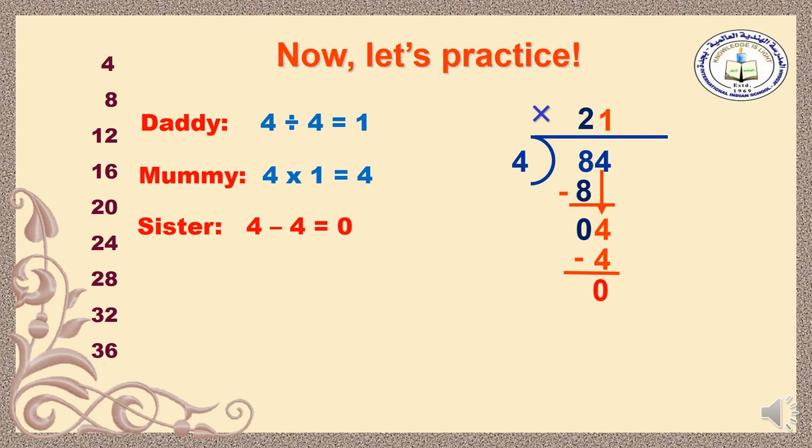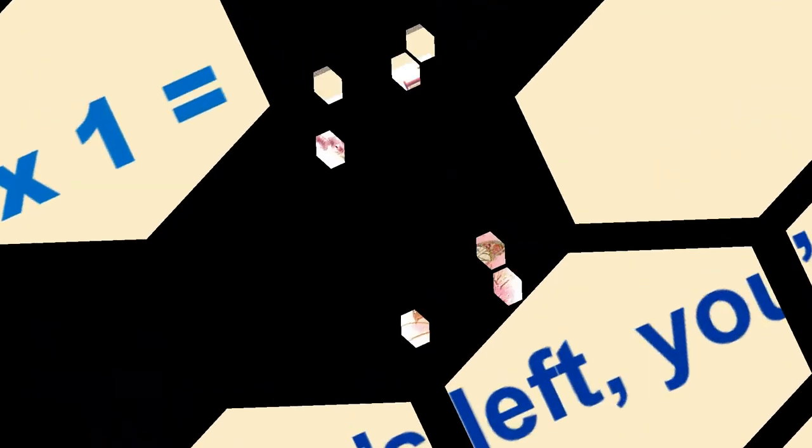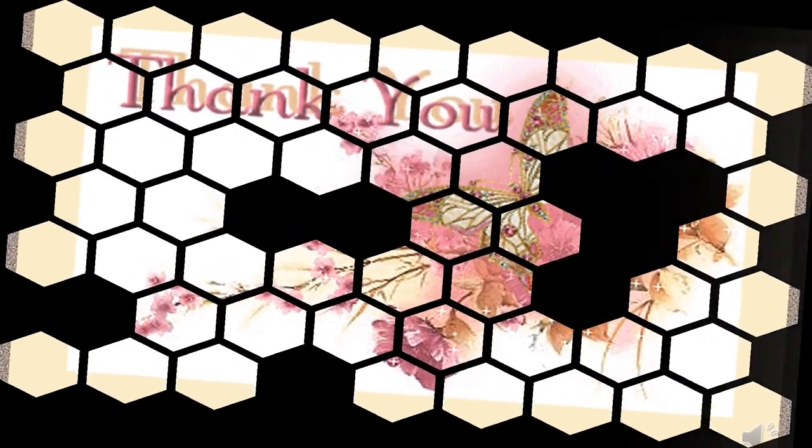After that we will check, is the difference smaller than the divisor? Yes, it is smaller. Then comes the next step, brother. As you all know, brother means to bring down. Is there anything to bring down, my children? No, there is nothing to bring down. So we are done. We got the quotient as 21, remainder as 0. Was it easy, my children?